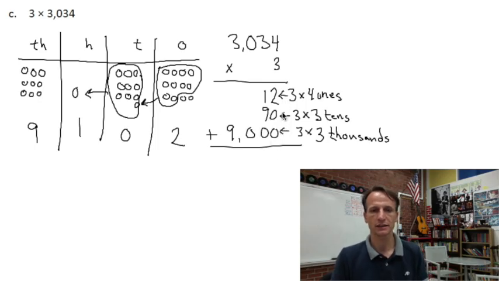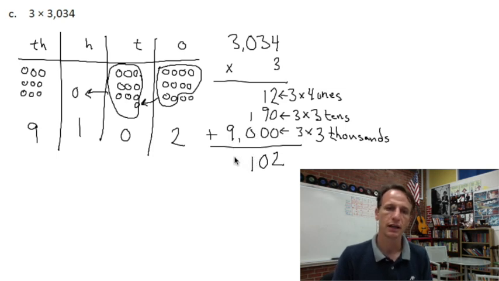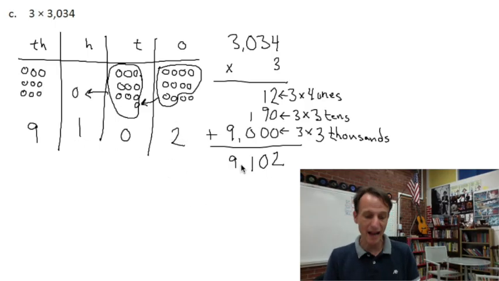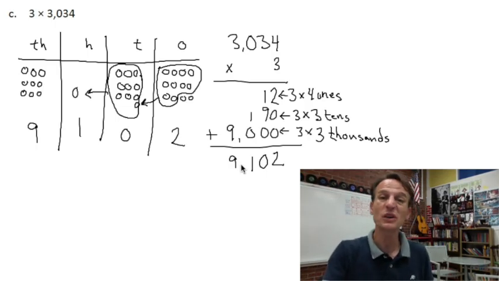And now I add things up. 2 and 0 is 2. 1 and 9 make 10. Regroup that 1. 1 and 0 are 1. And I have a 9 here. So 9,102. Same thing as I got over there. Beautiful. Wow. This is getting quick and easy. See? Rock on. Let's do the last one.